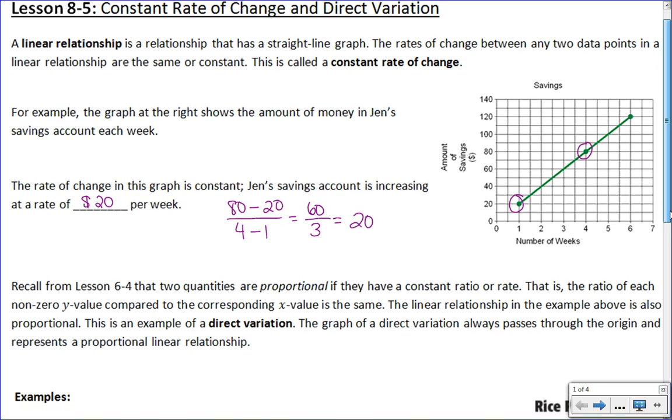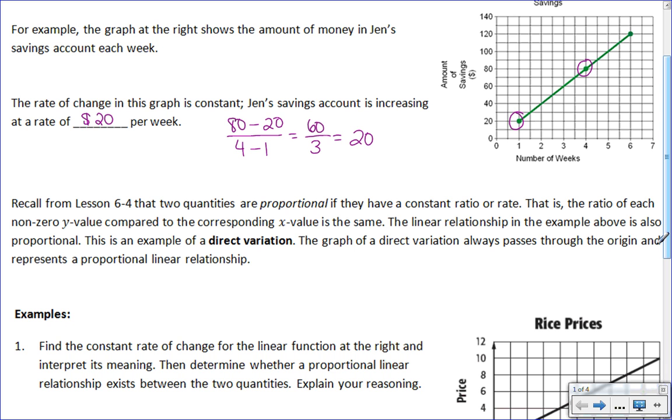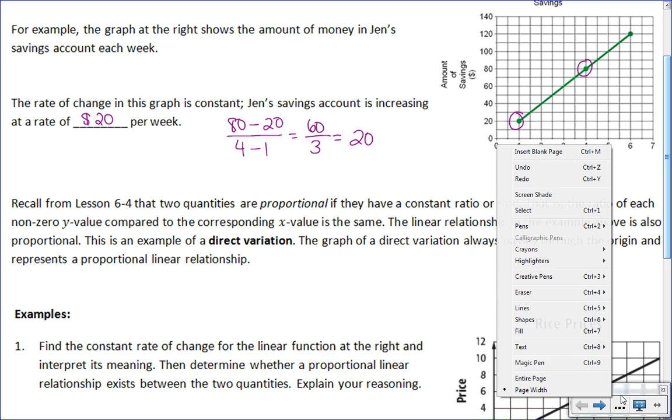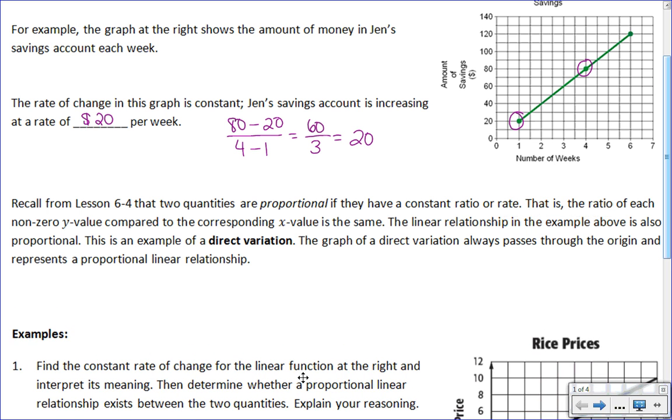Alright, recall from lesson 6.4 that two quantities are proportional if they have a constant ratio or rate. That is, the ratio of each non-zero y value compared to the corresponding x value is the same. The linear relationship in the example above is also proportional. This is an example of a direct variation. The graph of a direct variation always passes through the origin and represents a proportional linear relationship. Okay, there's a lot of information in that paragraph.